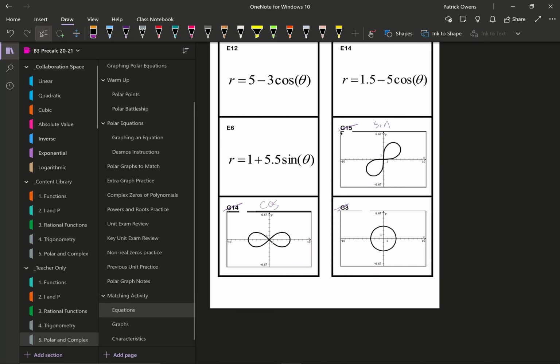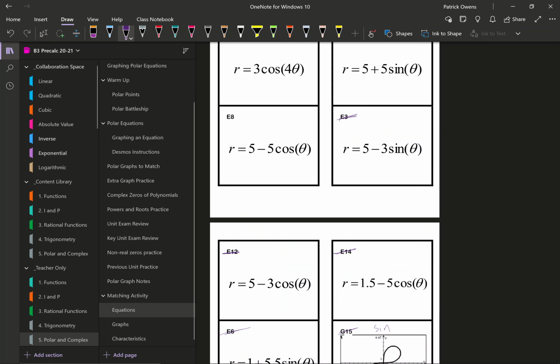So we're filling this in as we go, matching up the ones that are pairs of, oh, I can identify that that's a limacon with an inner loop. That's what the equations look like. So go with both of those together. Now, just like our limacon without the inner loop, if we look at E12, it's 5 minus 3 cosine theta. It's going to be that same sort of dimple, or dent, as in E3. So E12 is going to be this G11.